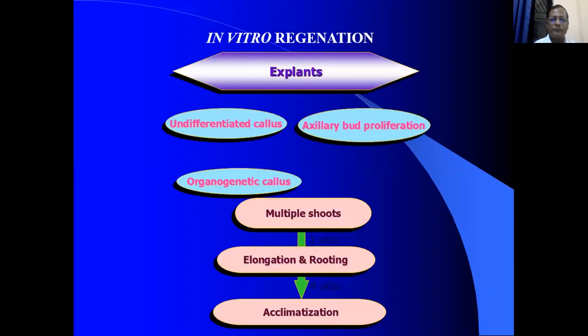In general, in in vitro regeneration, we take the explant and then we may get undifferentiated callus or axillary bud proliferation. Then organogenetic callus may be formed, and then multiple shoots, elongation and rooting take place, and then the plants are subjected to hardening.